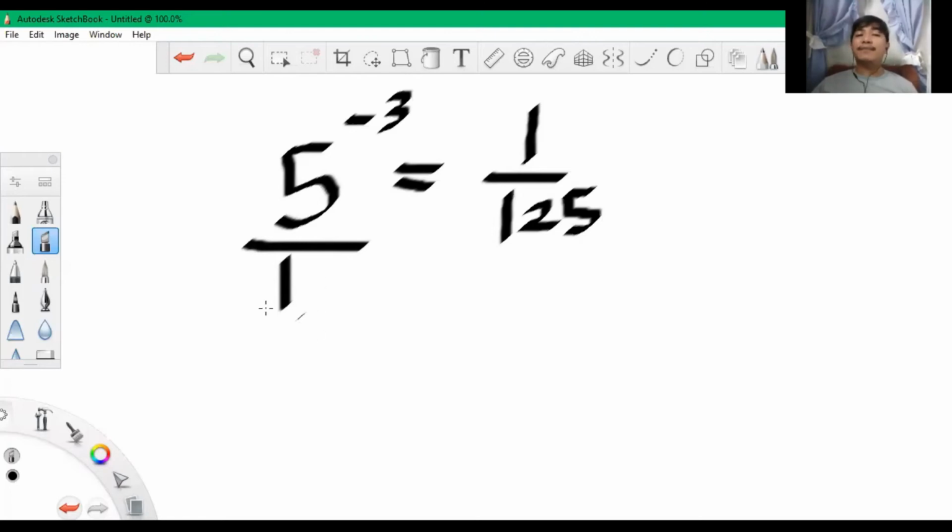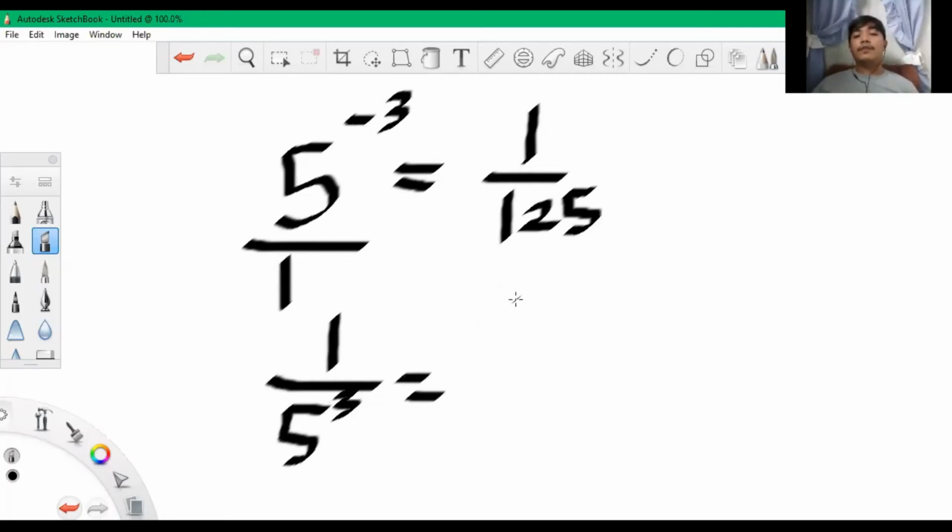So we will get the reciprocal of this number para maging positive yung negative 3 na exponent. So when we get the reciprocal of 5 over 1, we will have 1 over 5 and its exponent is now positive 3. Therefore, we have 1 over 5 cubed is equivalent to 1 over 125. This is just for checking purposes. So, I'm just showing you bakit po naging negative 3.